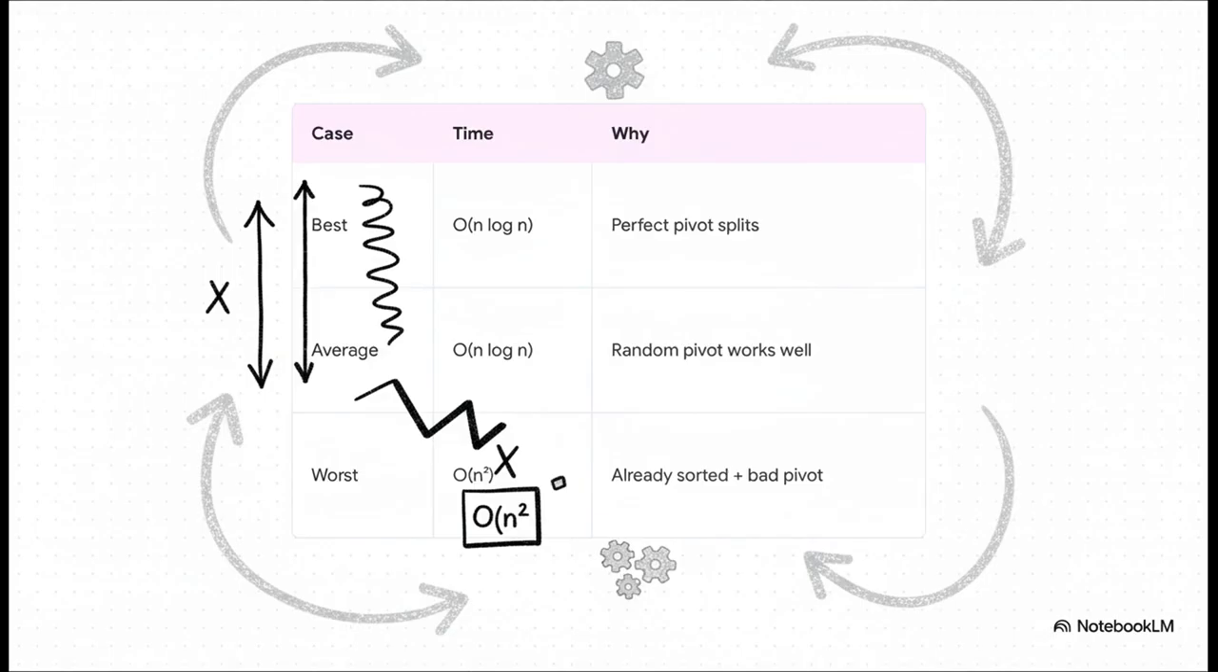Its average performance is just excellent. But you've got to notice that worst-case scenario. If you consistently pick bad pivots, like if you always pick the smallest or largest item in the list, it can actually slow down all the way back to O of n squared, the same as our simple sorts. Now, modern versions have clever tricks to avoid this, making it super rare, but it's something to know.